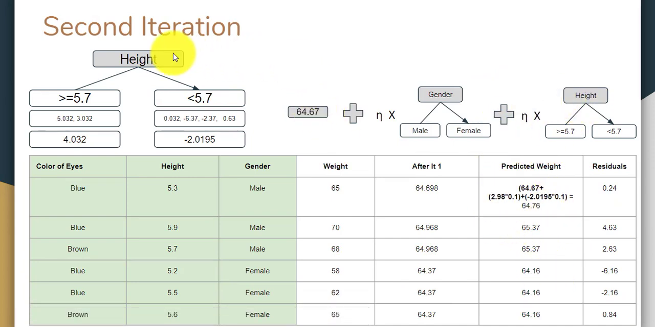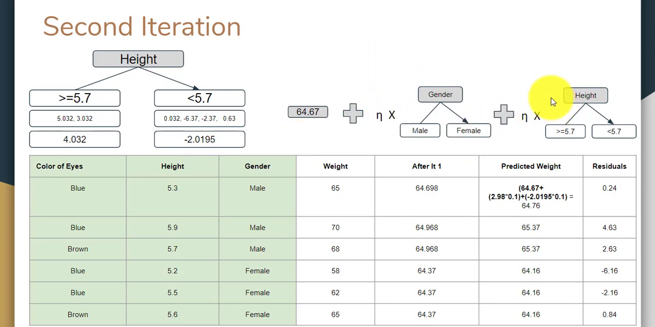Okay, now let's say the second tree found out the best split to be height. All the guys with greater than 5.7 feet height came here. Their residuals are 5.032 and 3.032, and for all the observations where height was less than 5.7, these are my residuals, and the average comes out to be minus 2.0195.